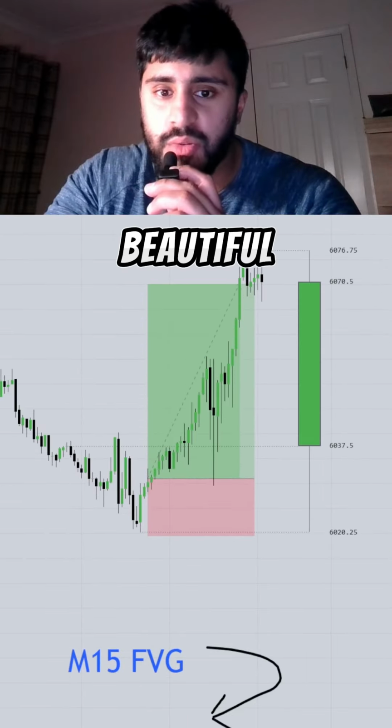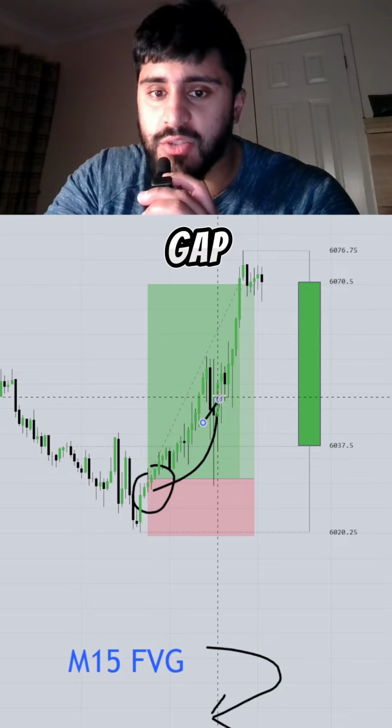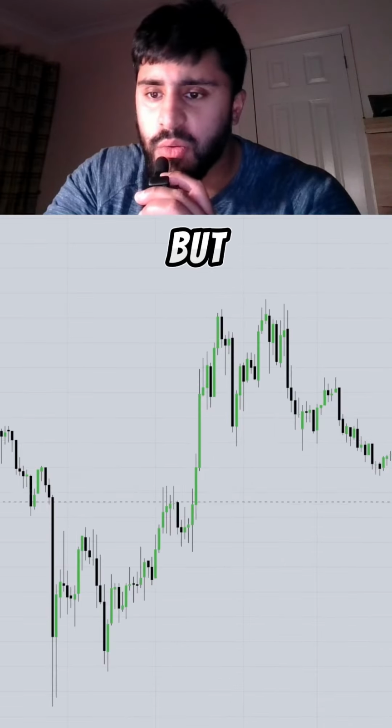What we have over here is a beautiful rejection entry off a fair value gap as we look to ride this daily candle. But it all comes from the three steps.